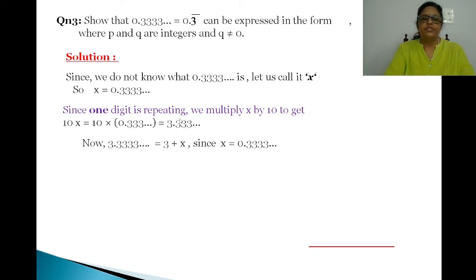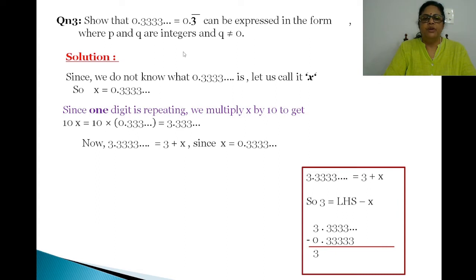3.333 etc. This 3.333 etc. we will write as 3 plus 0.3333 etc. That means 3 plus x, since x is 0.333 etc. So how did we get this 3? We subtract x from 3.3333 etc. So 3.3333 etc. minus x. Here I will write 3.333 etc. is equal to 3 plus x.